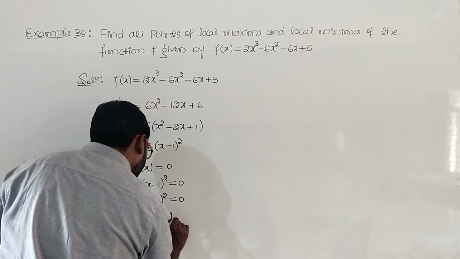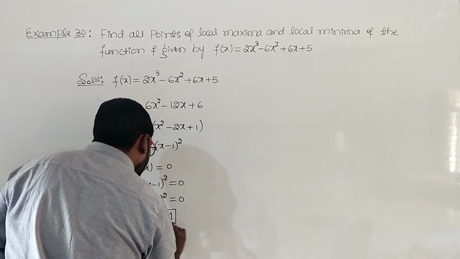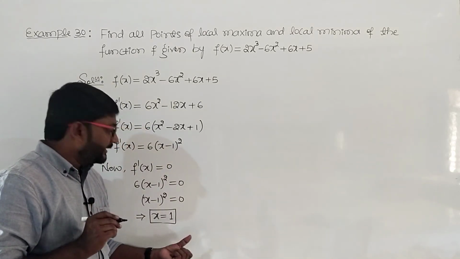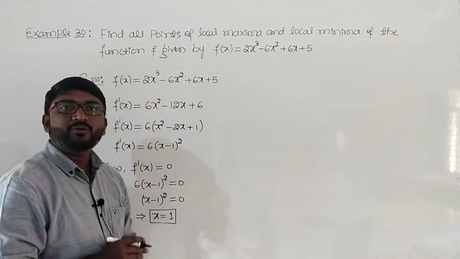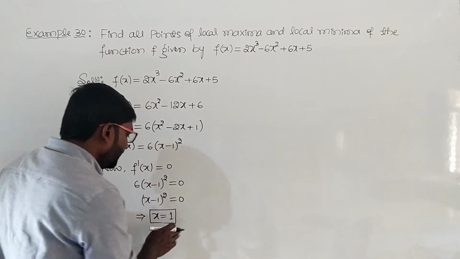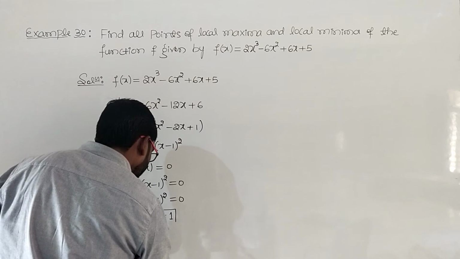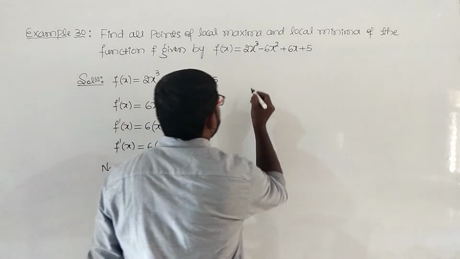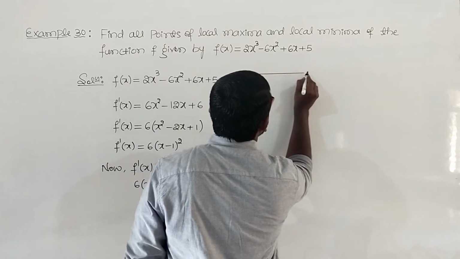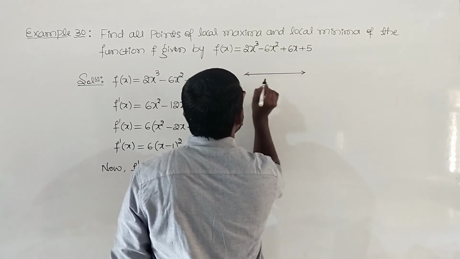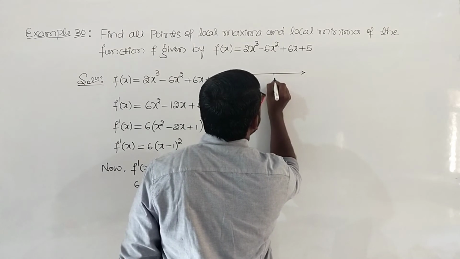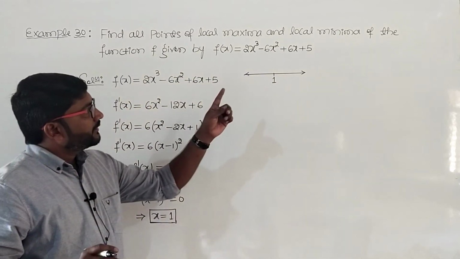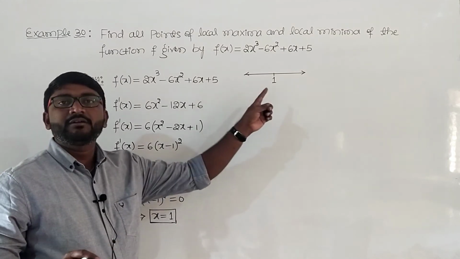So in the previous problem, we got 2 critical points. Now we have only 1 critical point. We have to analyze whether this is a point of local maxima or a point of local minima. So I'll go for the number line now. I'll mark 1 here. Now take a value to the left of 1 and to the right of 1.